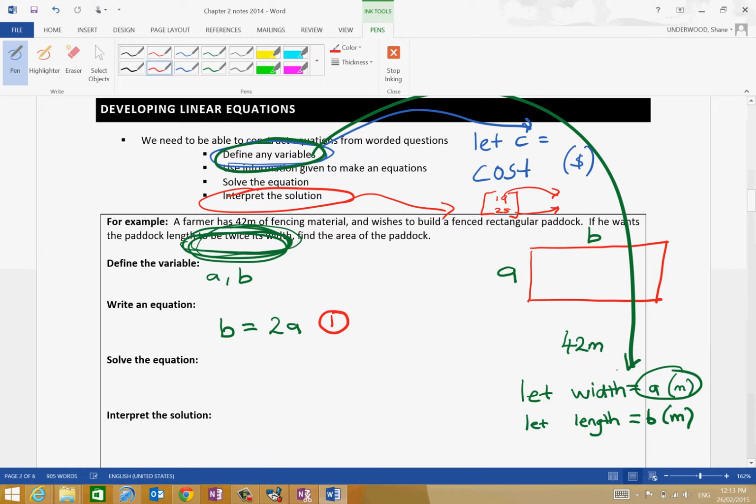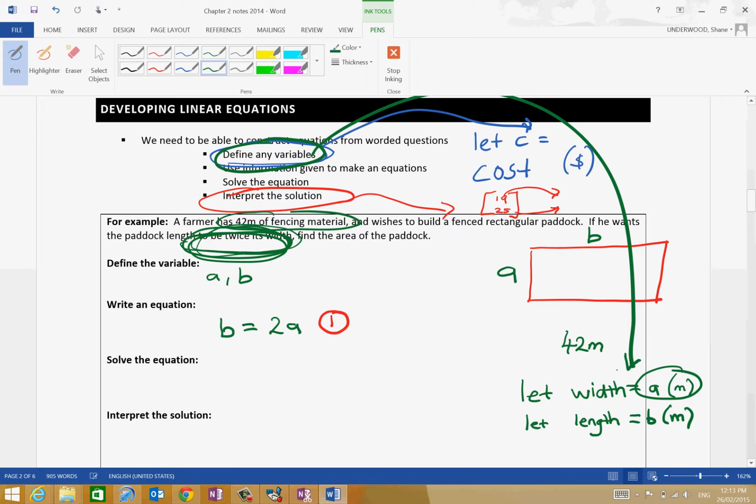Okay. Now, we're going to look at simultaneous equations, but this is what we call substitution. We know what B is, so we can actually replace that if we had another equation. Now, let's think about it. The perimeter... No, because we don't know what A is. We don't know what B is. We only know that B is equal to 2A. However, what's the other equation? What's it say over here? A farmer has 42 metres of fencing material.